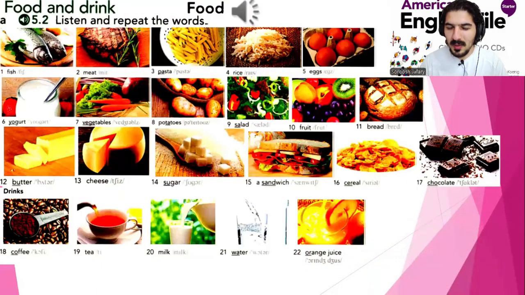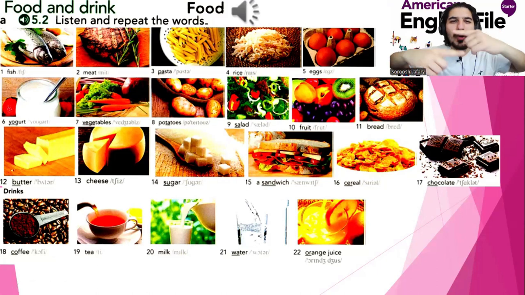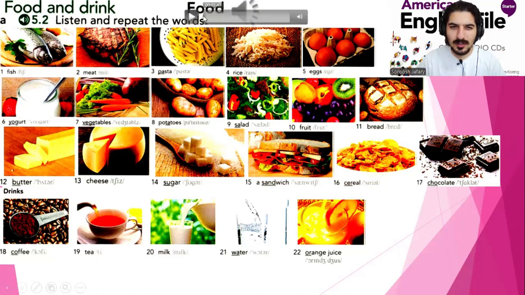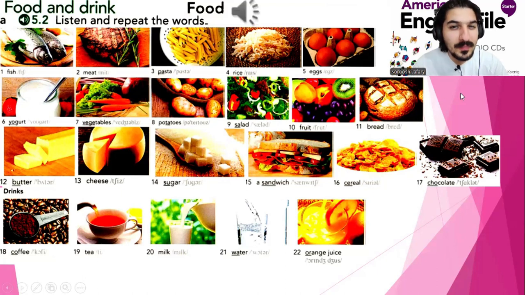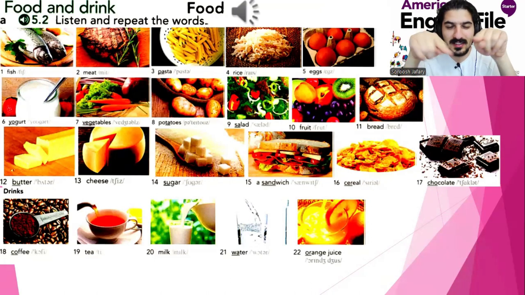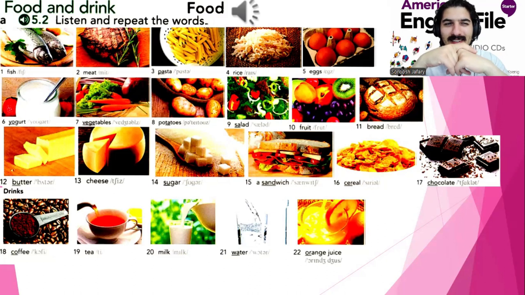A good start, but let's make it more interesting. Food and drink. I need you to listen and repeat the words. Your turn. 5.2. Food and drink. 1. Fish. 2. Meat. 3. Pasta. 4. Rice. 5. Eggs. 6. Yogurt.